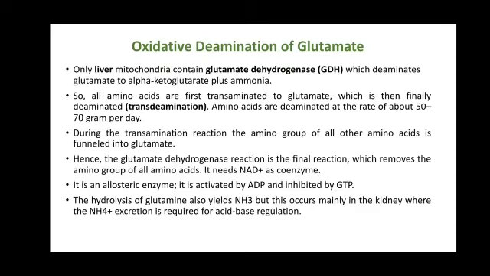So the hydrolysis of glutamine also yields NH3, but it occurs mainly in the kidney, where NH4 plus, that is ammonia, excretion is required for acid base regulation.